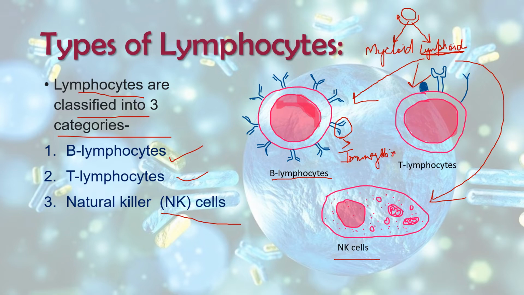And in the T lymphocytes, you can see there are CD3 receptors, T cell receptors, and this one is CD4 or CD8. The CD4 is present in TH lymphocytes and the CD8 is present in the cytotoxic T lymphocytes. Now the NK cell. In this NK cell, you can see there is no type of receptor or surface marker present on its surface. So this is our NK cell.